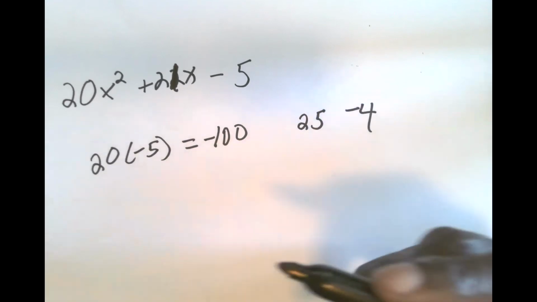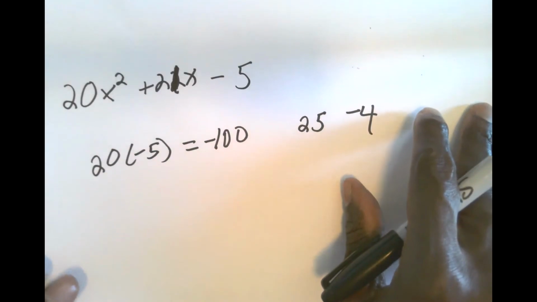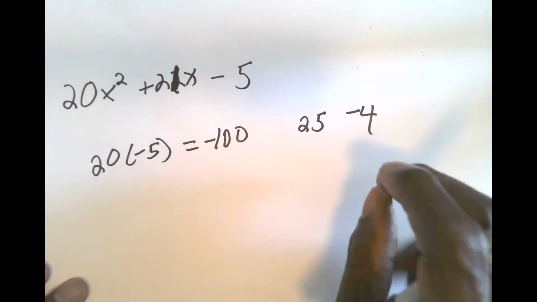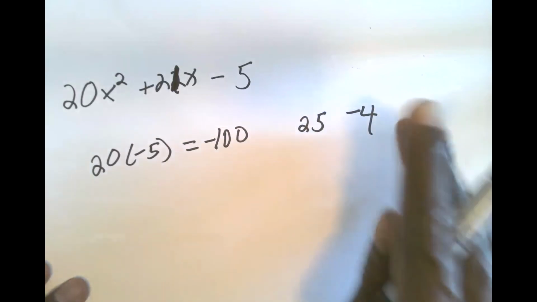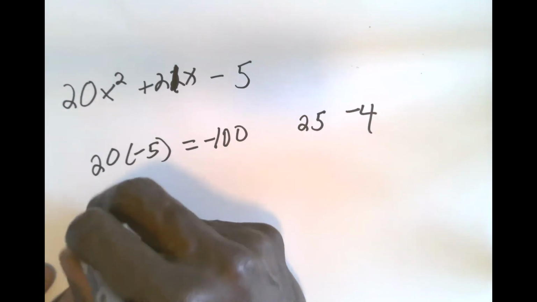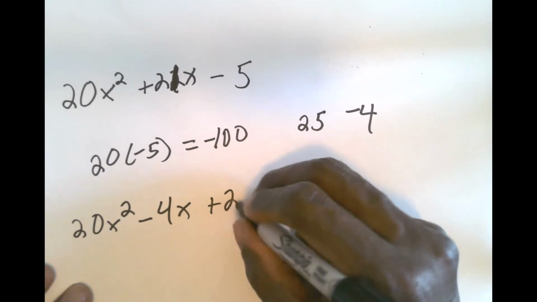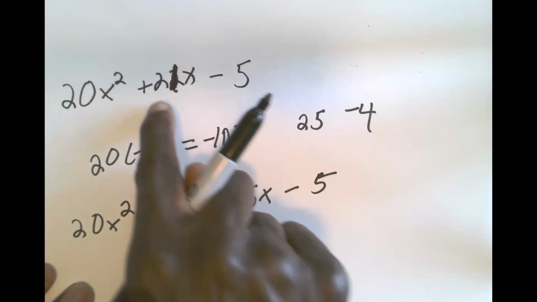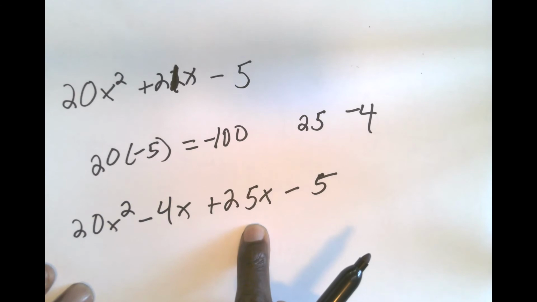Now, what I generally like to do, but it's not a big deal, is if one of these numbers is positive and one is negative, I like to put the negative one first, just for the sake of factoring. But it's not something you have to do. But I'm going to put the -4 first. So I'm going to go 20x squared minus 4x plus 25x minus 5. So again, what we're doing, we're splitting this 21x and making it -4x plus 25x.